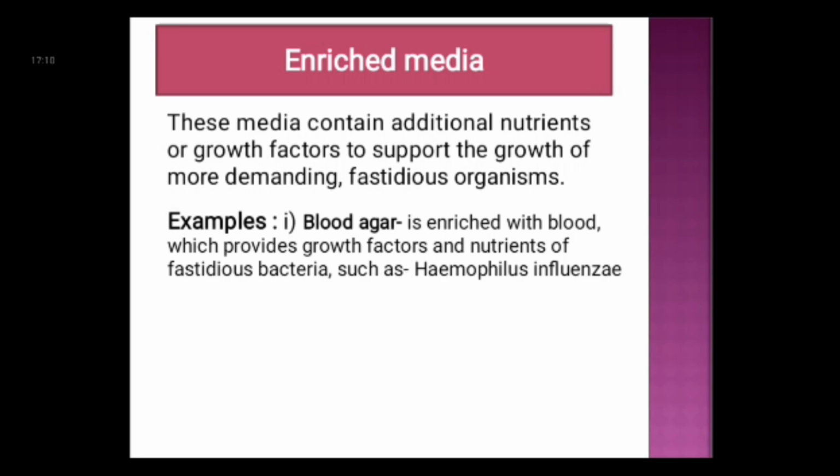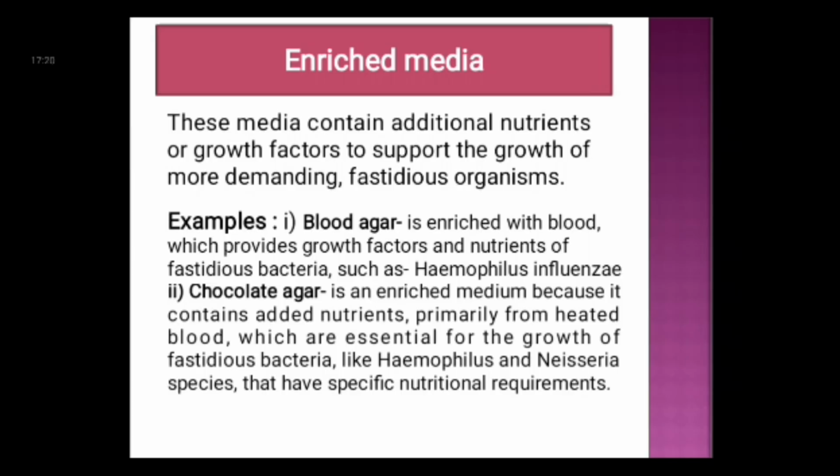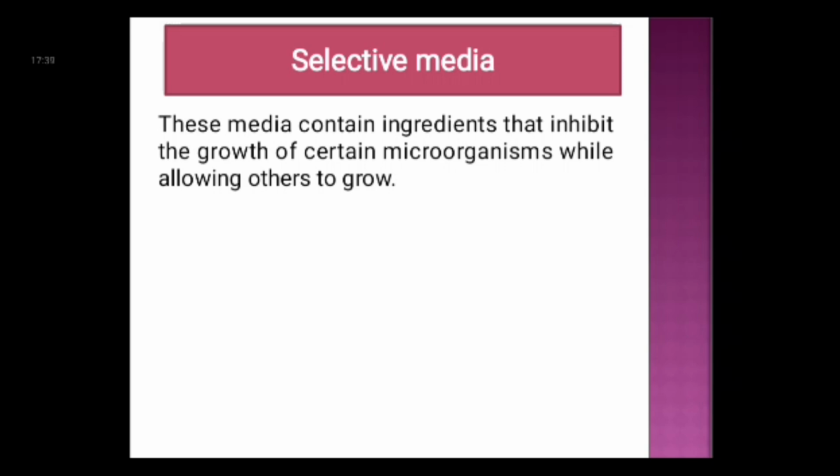Examples are blood agar. Blood agar is enriched with blood which provides growth factors and nutrients for fastidious bacteria such as Haemophilus influenzae. Second example is chocolate agar. It is an enriched medium because it contains added nutrients primarily from the heated blood which are essential for the growth of fastidious bacteria like Haemophilus and Neisseria species that have specific nutritional requirements.